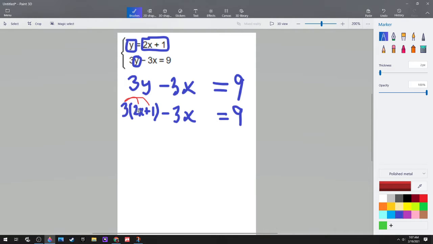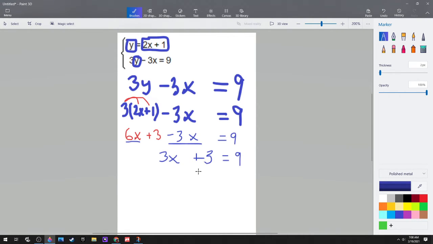So the first thing I do is I distribute this 3 over the parentheses. So 3 times 2x gives me 6x. Then 3 times the plus 1 gives me plus 3. And then everything else just stays the same, right? So now I can combine like terms on my left side. So I have a 6x, a plus 3, and a minus 3x. So the 6x and the minus 3x I can combine. So 6 minus 3 is 3x. Plus 3 is still there, so I bring it down, and then equals 9 is still there, so I bring it down.